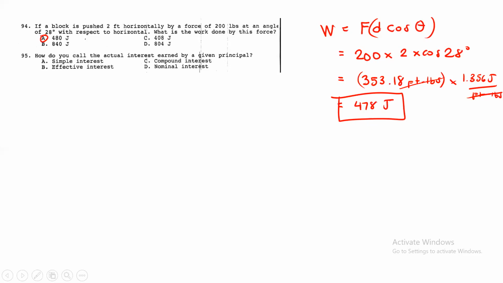The next 95, how do you call the actual interest earned by a given principal? So yung actual interest natin, yan yung effective interest.